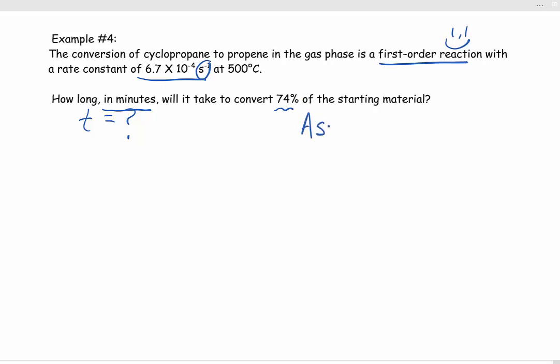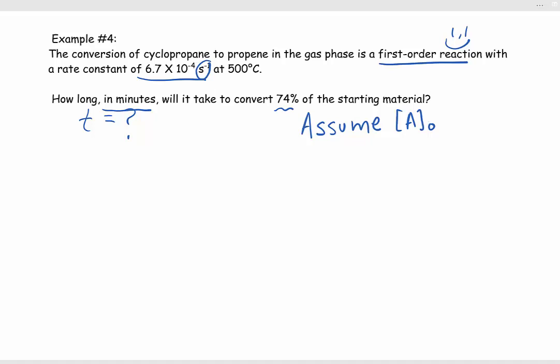So let's just assume a starting concentration. And we could use anything we wanted to. We could use 7.796 times 10 to the -4th as our initial concentration. We could use 1,000,000. We could use whatever we want to, but it makes a lot more sense to use something really simple that we can easily determine what 74% of it is.